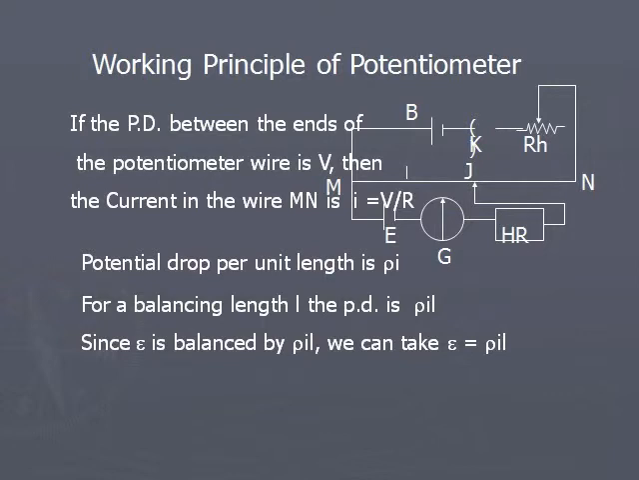So the potential drop per unit length is equal to rho I. Rho I represents the potential drop across unit length. So over a length l, the potential drop is equal to rho I l. Rho I l is the potential drop across Mj developed due to the primary circuit. This potential difference is opposed by the EMF of the cell in the secondary circuit. So E will be equal to rho I l. This is the relation which we get in the potentiometer wire.